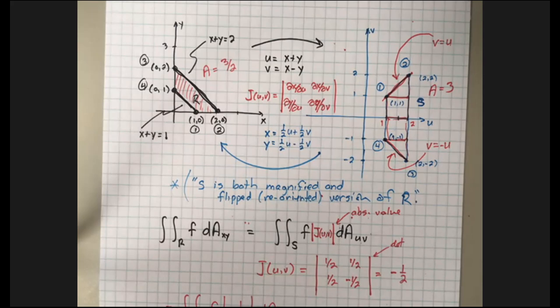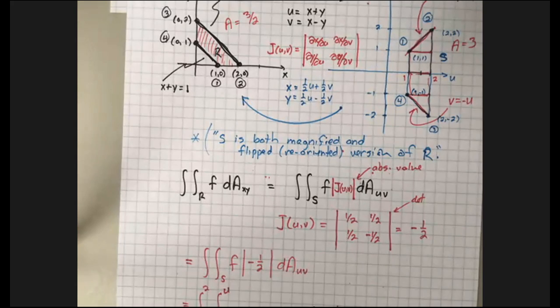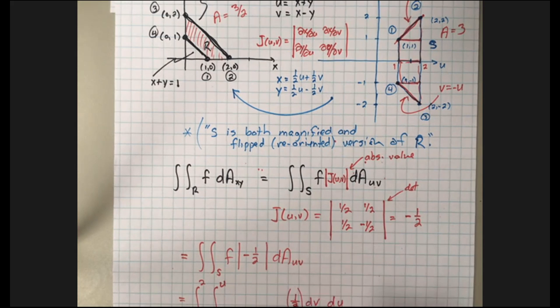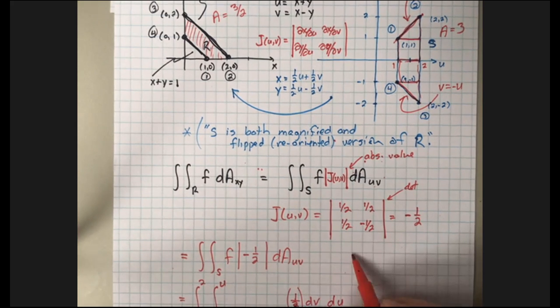So these limits are not constant, but they're not obnoxious either. I can cover this with one integral. Now, I also have my 1/2 right here. That's the Jacobian. Absolute value of minus 1/2 is 1/2. But now it's time to understand this function.